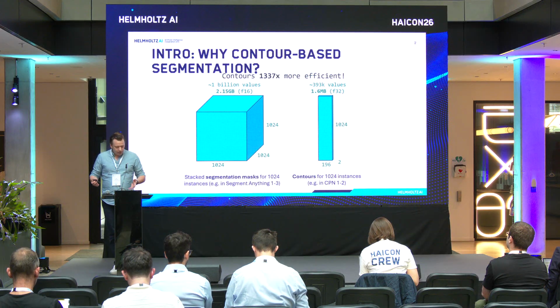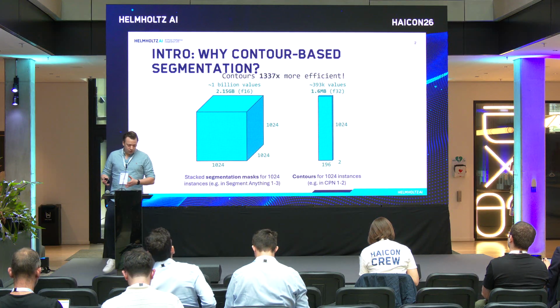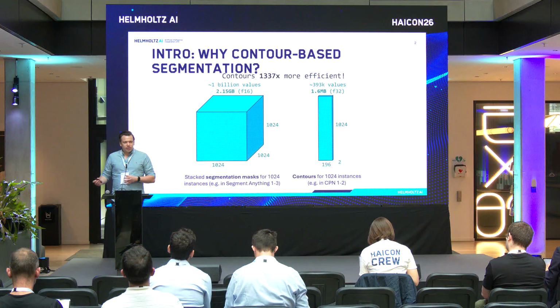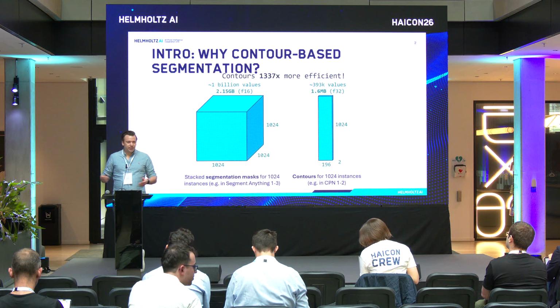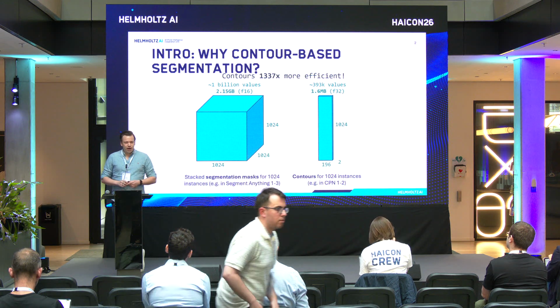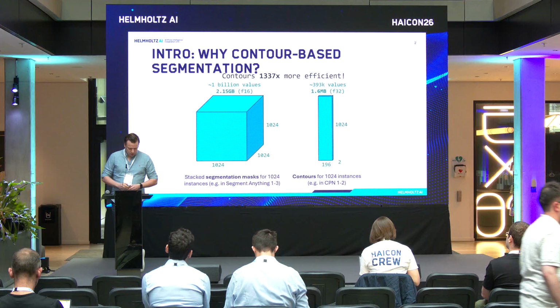So consider you have a 1,000 by 1,000 pixel image as an input. You want to segment 1,000 instances. That gives you over 1 billion values, takes 2 gigabytes of storage in the GPU, and that's just the output, not even the model that gets you there. In contrast, you can do a very similar thing with contours for just 1.6 megabytes. So it's 1,337 times more efficient, and that's really the core.